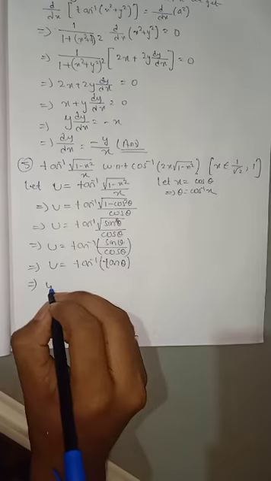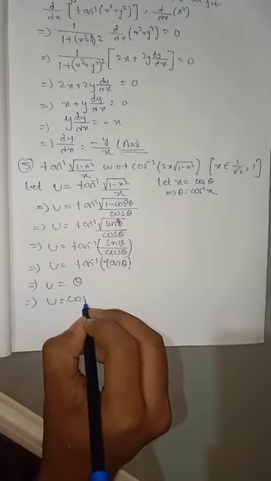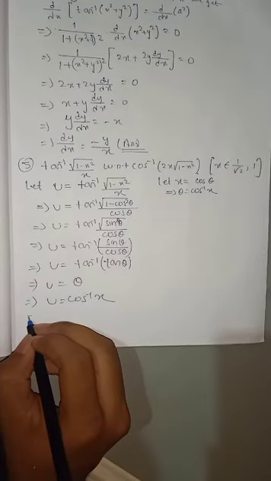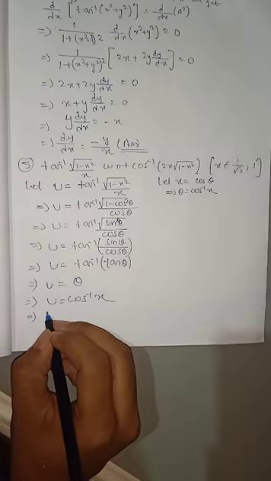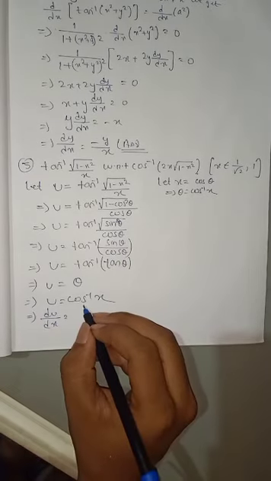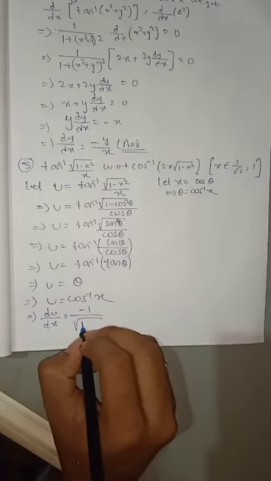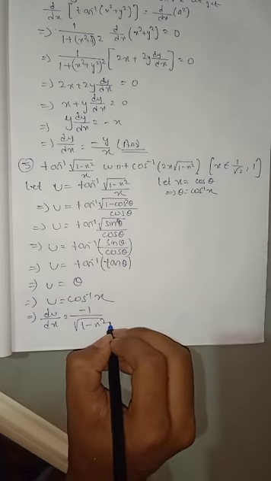Next, u is equal to theta, u is equal to cos inverse of x. So what is du by dx? Derivative of cos inverse x is minus 1 upon root 1 minus x square.